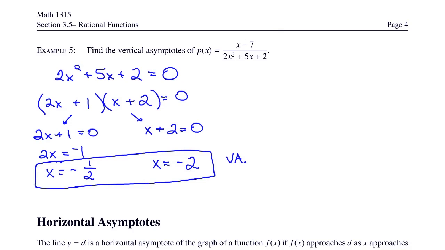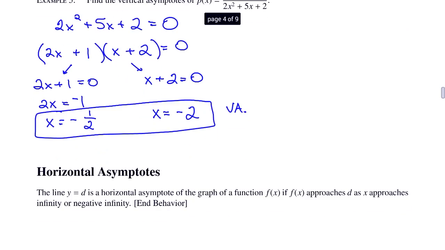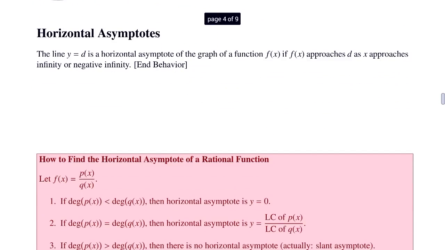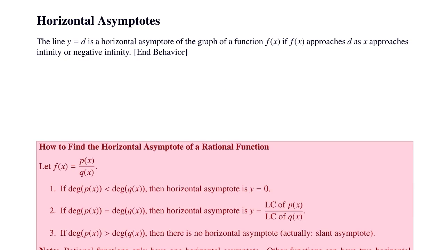Next, let's look at horizontal asymptotes. A horizontal asymptote, that is the line y equals d, is a horizontal asymptote of the graph of the function f of x if f of x approaches d as x approaches infinity or negative infinity. It is essentially the end behavior of a rational function. Of course, horizontal asymptotes are going to be horizontal lines. And you have these four types.